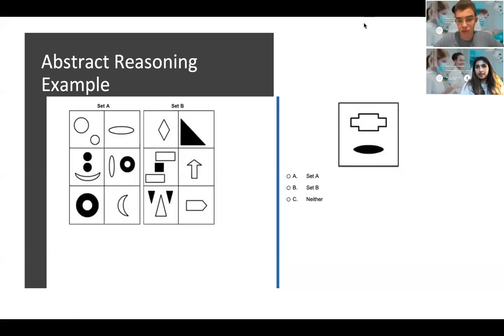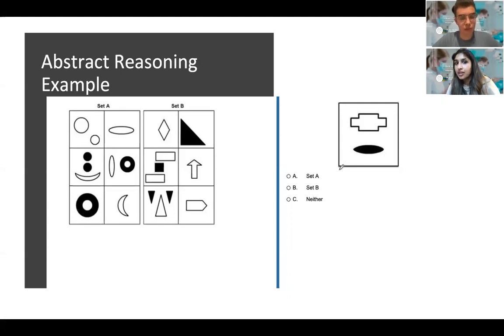Okay, right. So as we can see from these boxes, we have set A and set B. And this is the type of question where you choose set A, set B, or neither, okay? So the first thing to do, I would personally say, is to look at the different sets and see what kind of patterns they give off.